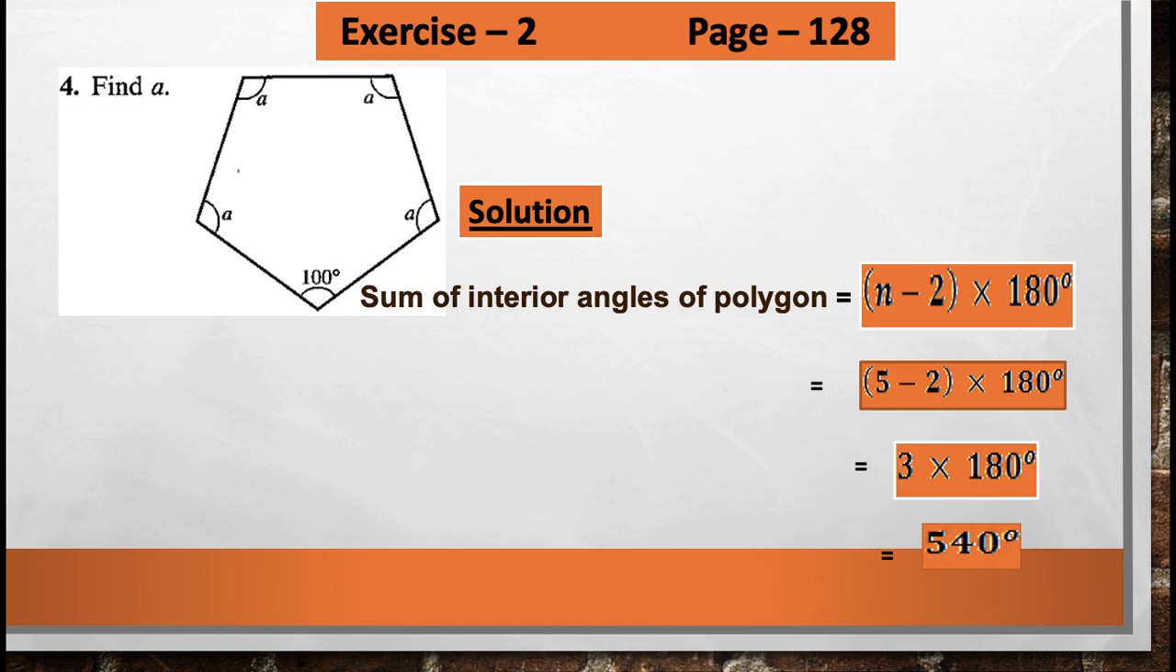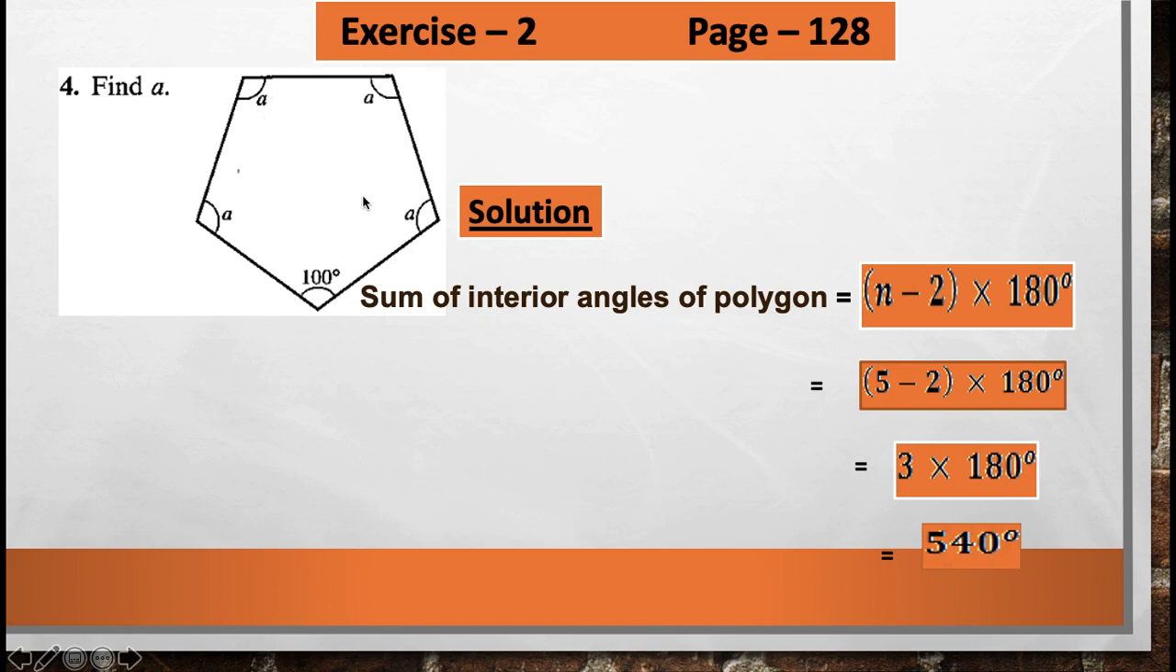Now students, you have found the sum of the interior angles of a polygon. Sum of interior angles of a polygon means this angle A plus angle A plus angle A plus angle A plus 100 degrees is equal to 540 degrees. These are the interior angles. There are exterior angles also, but now we are speaking about interior angles. They are not asking you the sum of interior angles. They are asking what is one interior angle.